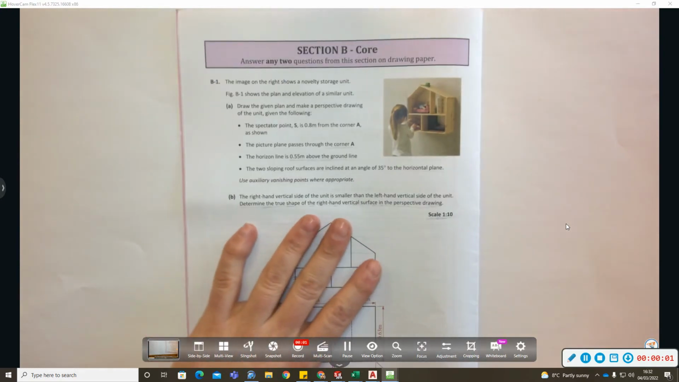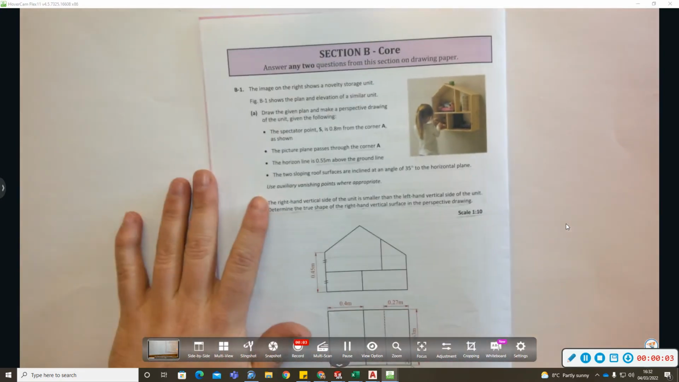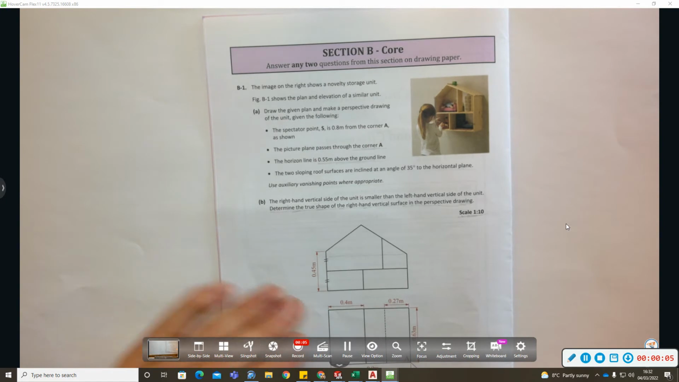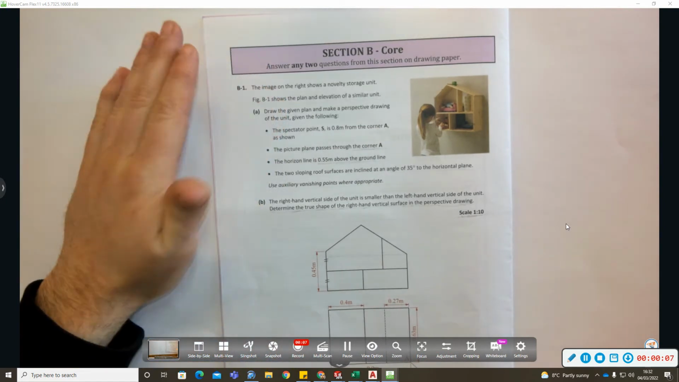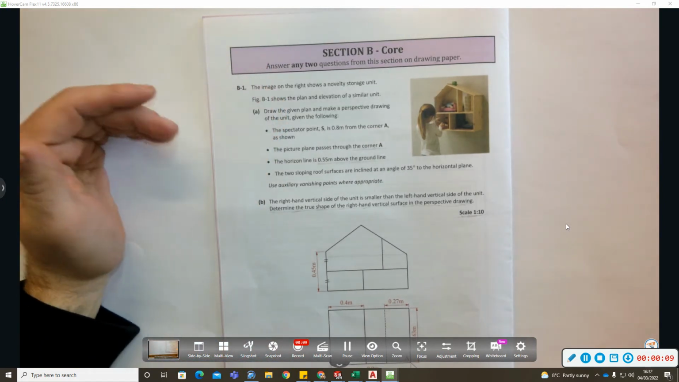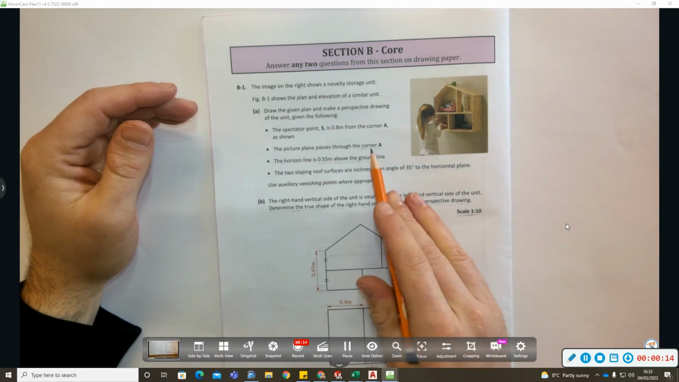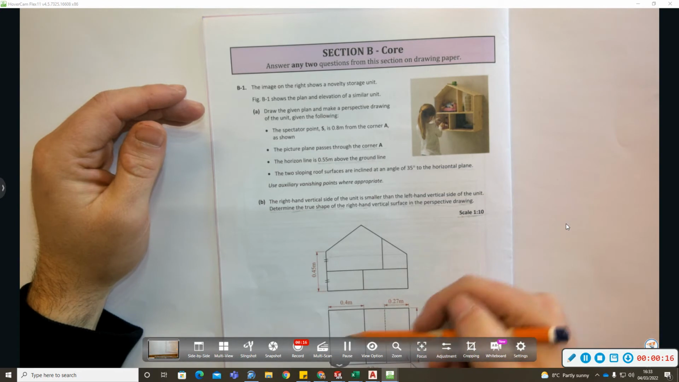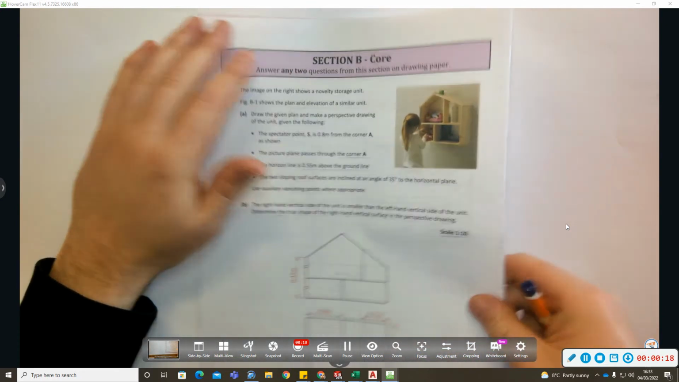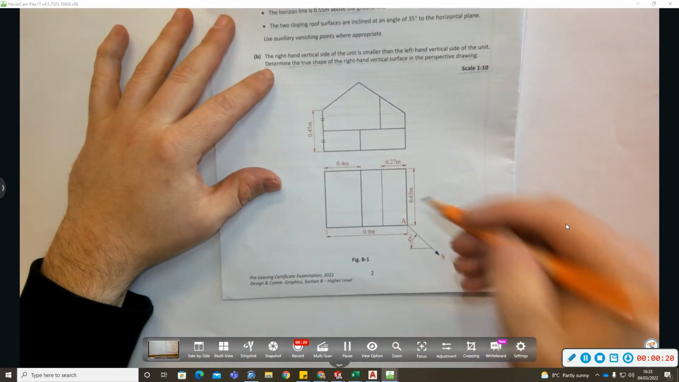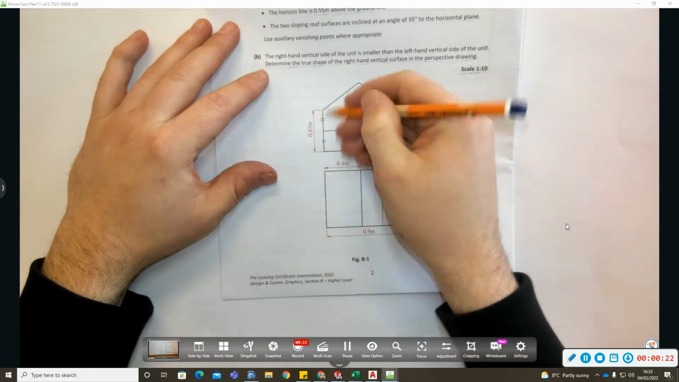Okay, so welcome to this Mocks question B1 2022 perspective. Just take a second to read it there. Scale 1 is to 10. Picture plane passes through corner A. Right, we're going to draw out the plan. Okay, 90, 63, 27, 40, 45.